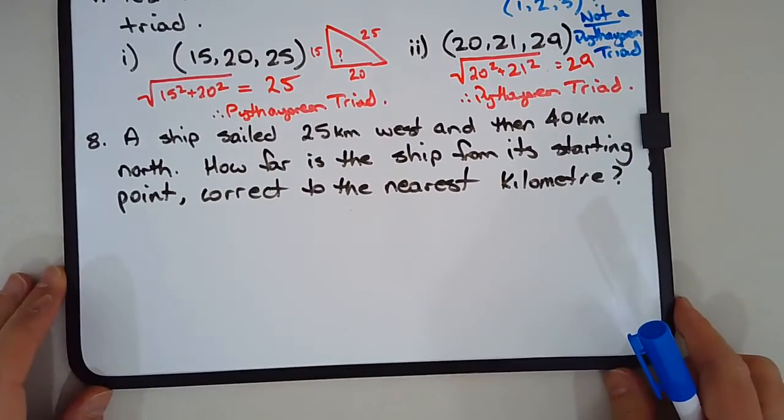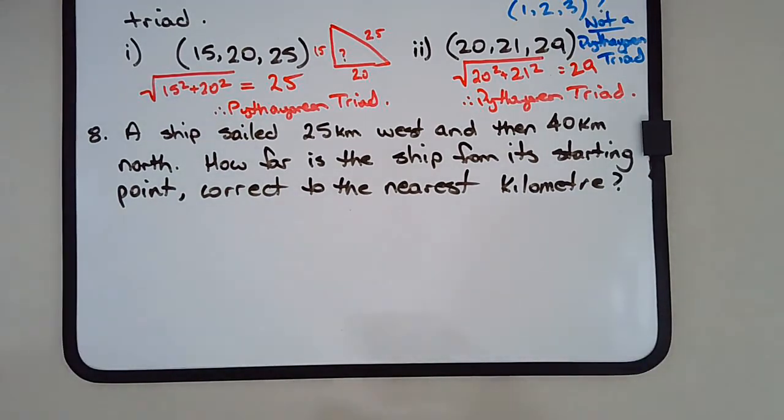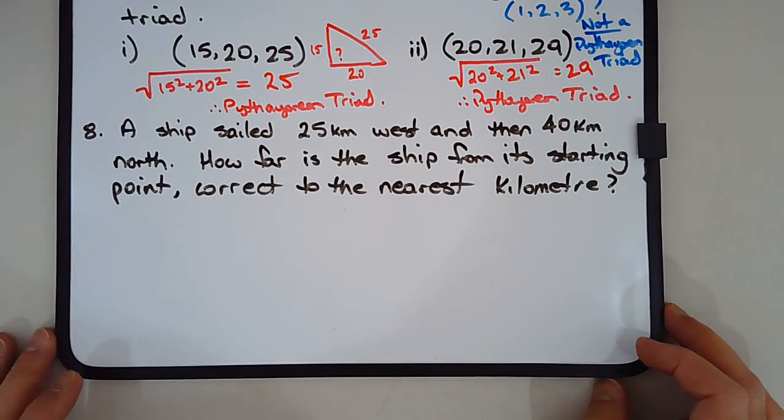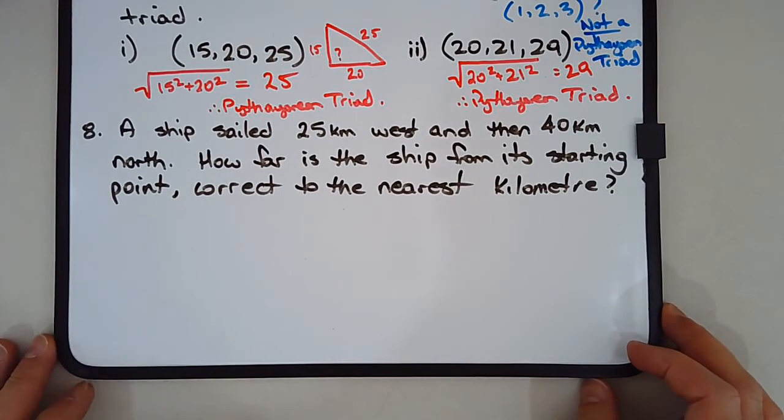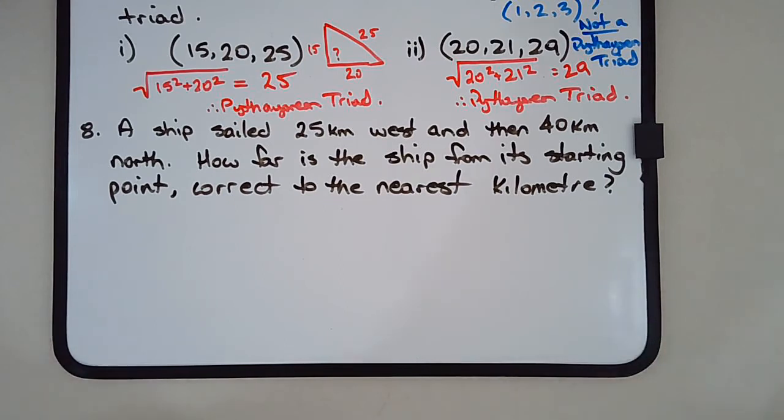Let's have a look at the last one. Okay, you've done well. If I've held your attention so far, I've done well. Last one, question 8. A ship sailed 25 kilometers west and then 40 kilometers north. How far is the ship from its starting point, correct to the nearest kilometer?